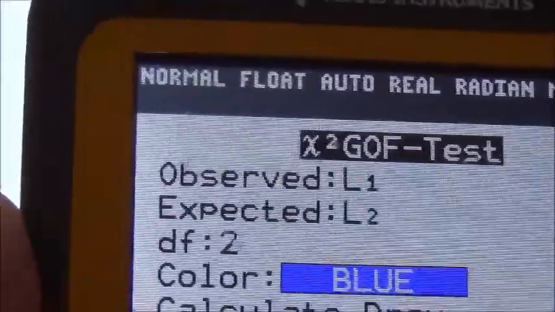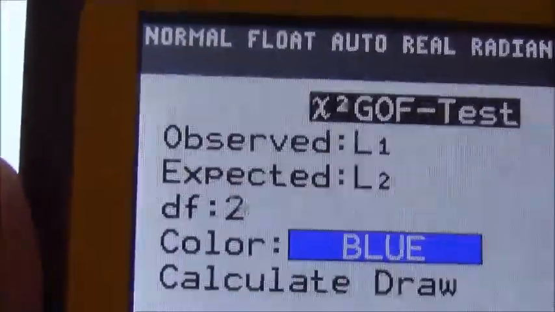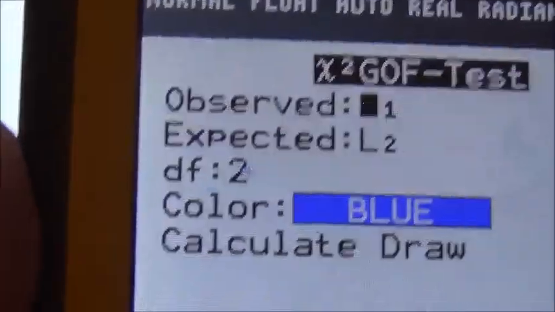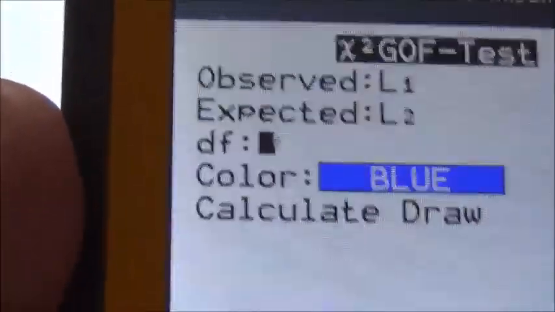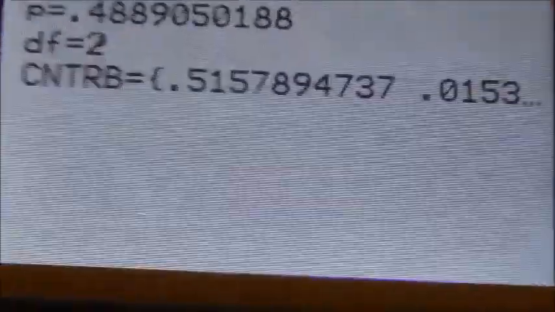I am then going to hit Stat, like I did before when we did the previous problems. Cursor over to Tests, and then I'm going to do D. So I'm going to do alpha and the x to the negative 1 to get to D, and do the goodness of fit test. So I've got my observed in list 1, the expected ones that I calculated in list 2, my degree of freedom. I have 3 items, so 3 minus 1 is 2, so my degree of freedom is 2. And then I'm going to calculate.